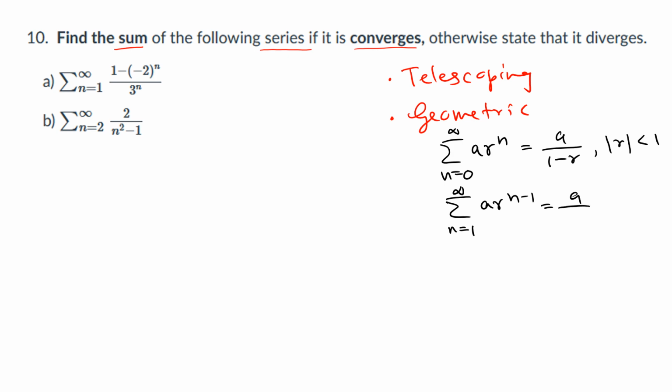It's still going to converge to the exact same sum. A is the first term. You can see the first term is still a, because when you apply n equal 1, r to the 0 is 1, so you get a. So that's the one we can do.